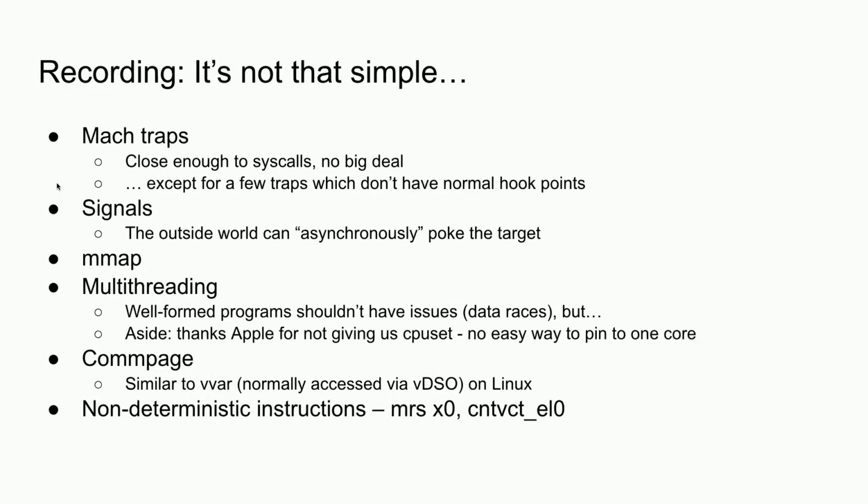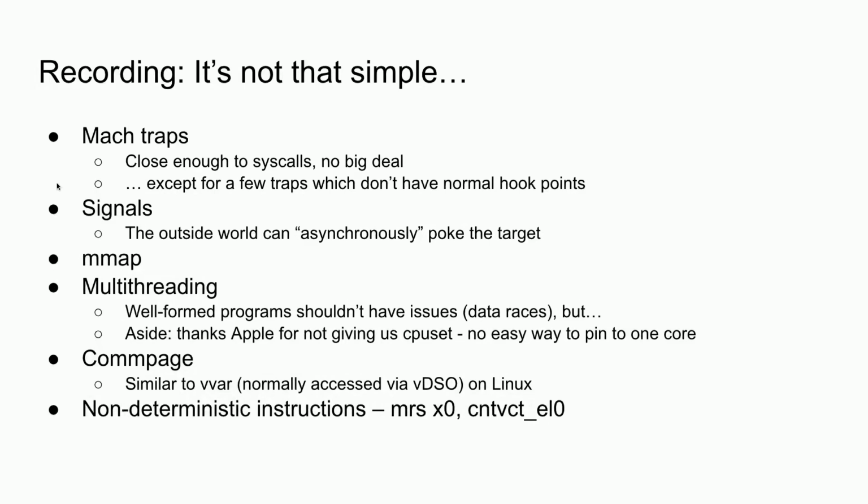You have multi-threading, of course, especially on Mac. A lot of things have multiple threads running. Well-formed programs shouldn't really have data races, but one, we can't guarantee that, and two, that's sort of what we're trying to debug. And we don't have an easy way to solve this because, as Pete just said, we don't have CPU set. We don't have a way to pin to a core.